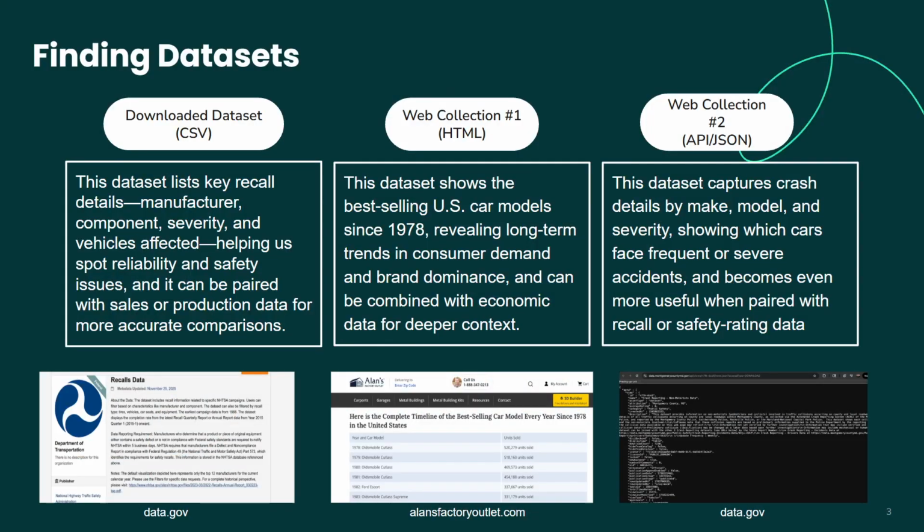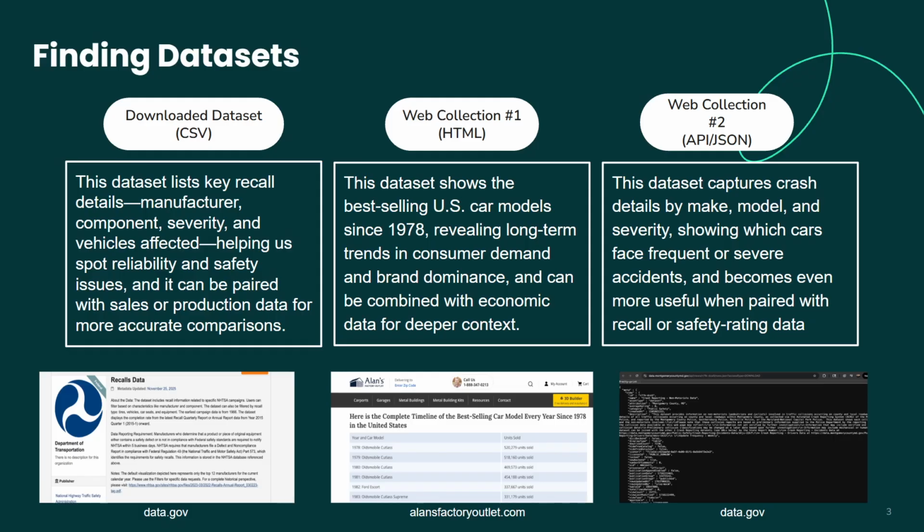So these are our data sets. The first data set is our CSV file that we found from data.gov. This data set lists key recall details: manufacturer, component, severity, and vehicles affected. This helps us spot reliability and safety issues and can be paired with sales or production data for a more accurate comparison. Our next one is an HTML file that we found from allensfactoryoutlet.com with a table.